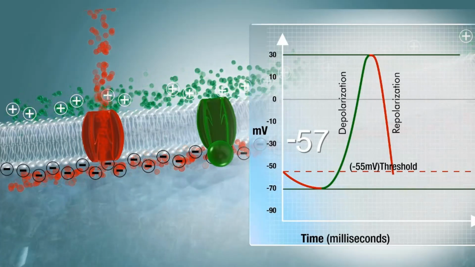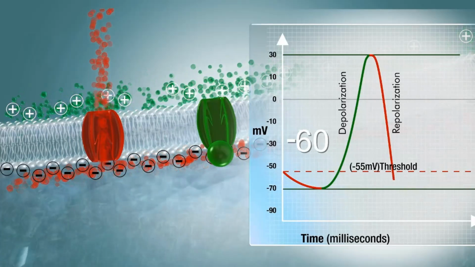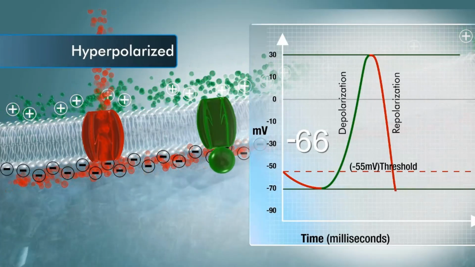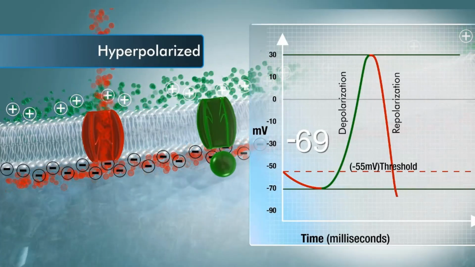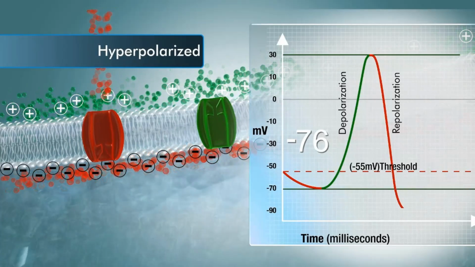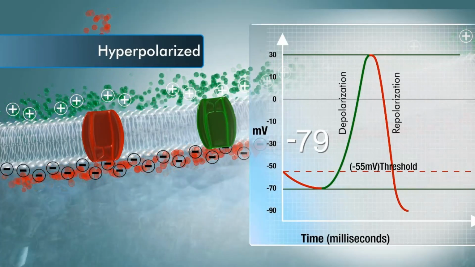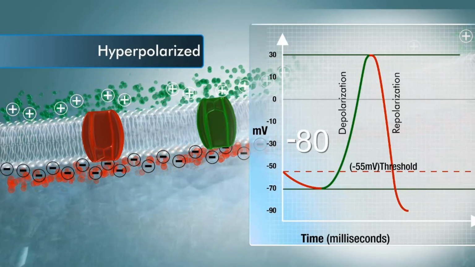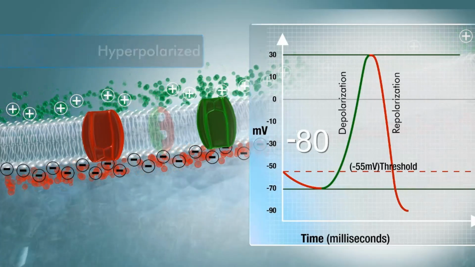Once enough potassium has diffused out of the cell to cause the inside of the membrane to be below threshold, the inactivation gate of the sodium channel opens as the gates on both types of ion channels close, but not before the inside of the membrane becomes less than the resting potential of minus 70 millivolts, causing the inside to become hyperpolarized.